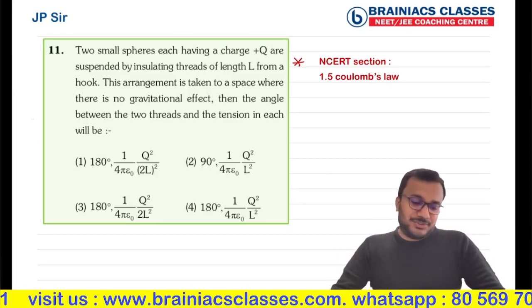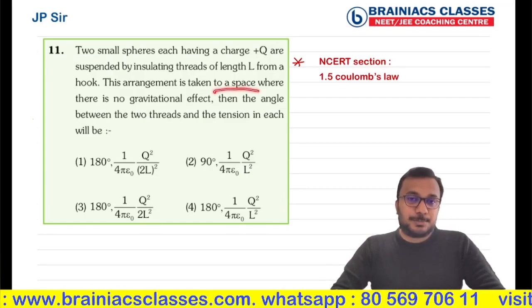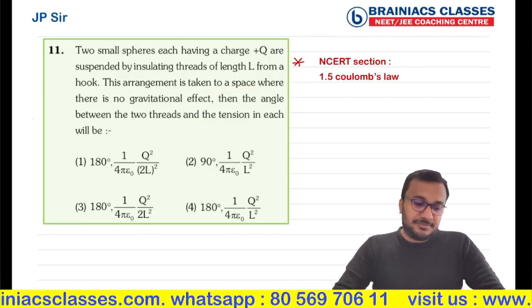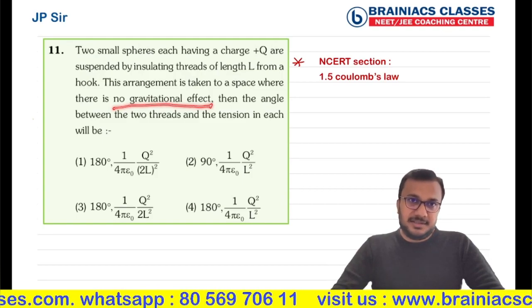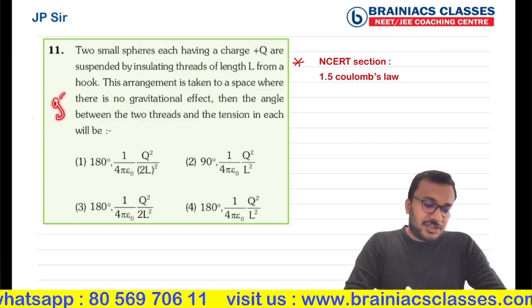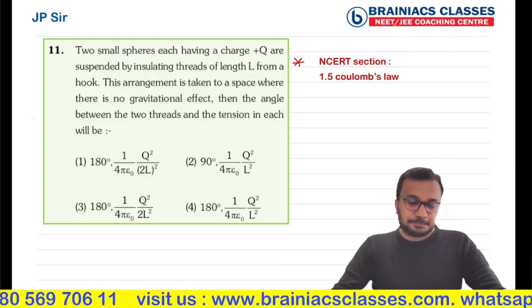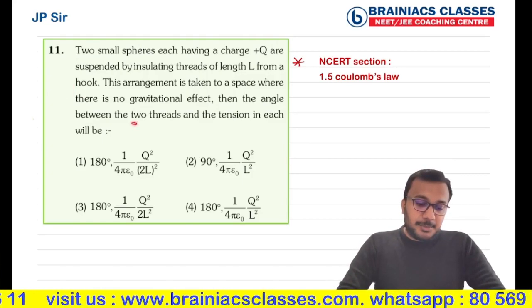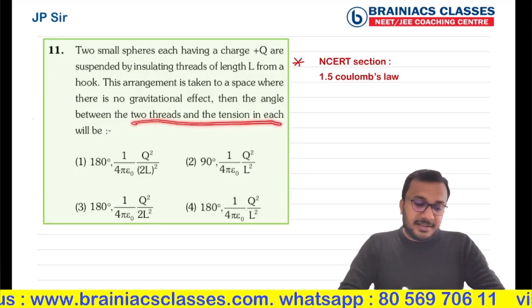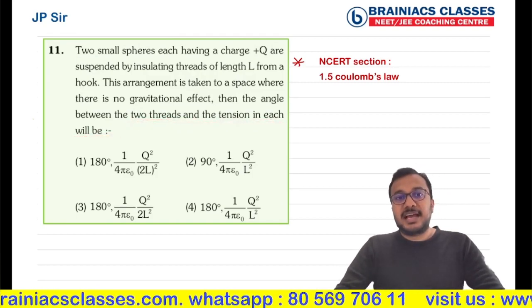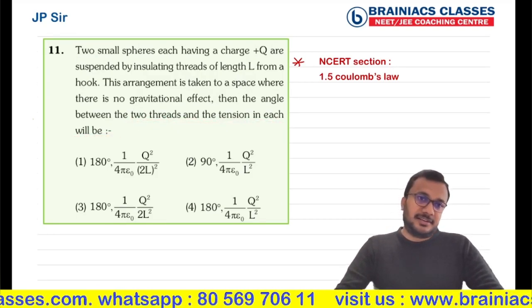Okay, let's get back to the question. This arrangement is taken into space, where the gravitational field is 0, no gravity. No gravity means acceleration is equal to 0. Then what is the angle between the two threads and the tension in each?